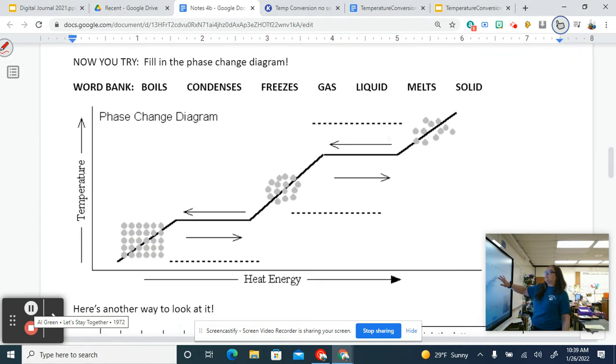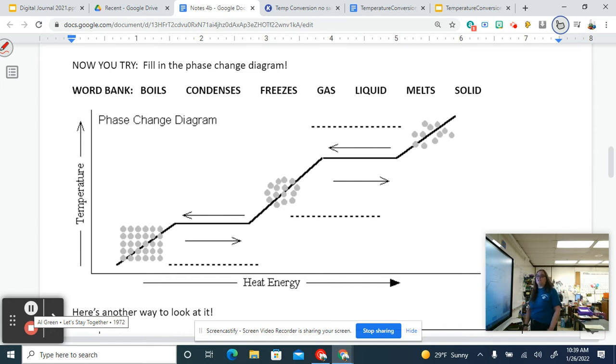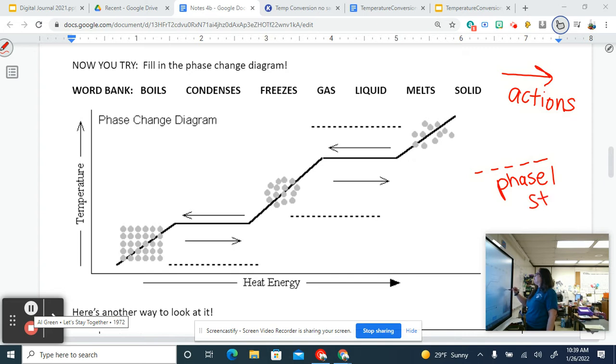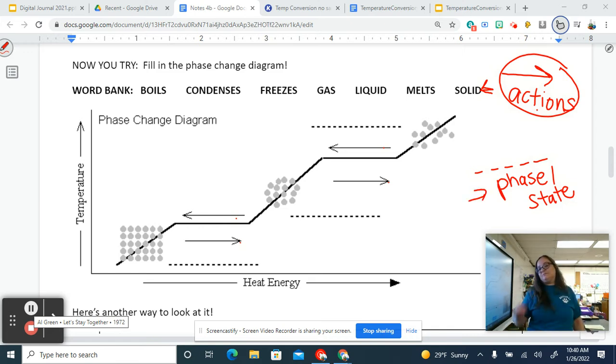All right, so now it's your turn. I want you to fill in the phase change diagram. So rewind the video a bit, go back, look at what we just did and see if you can figure it out. I will give you a hint that the arrows are the actions. So the arrows are for the molecular actions and the dotted lines are for the phases or the states of matter. So you've got a word bank up here. And if it's an arrow, you're going to write an action over top of it. And if it's a dotted line, you're going to write the phase or state of matter. All right, pause it and do that.